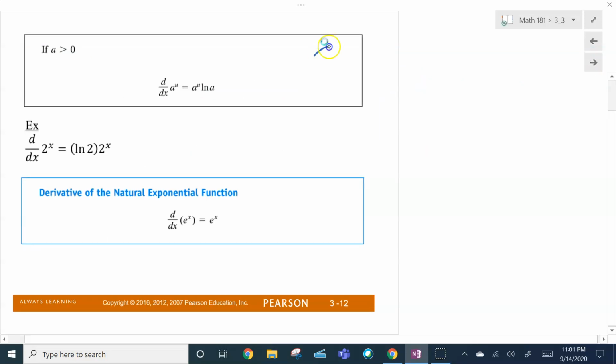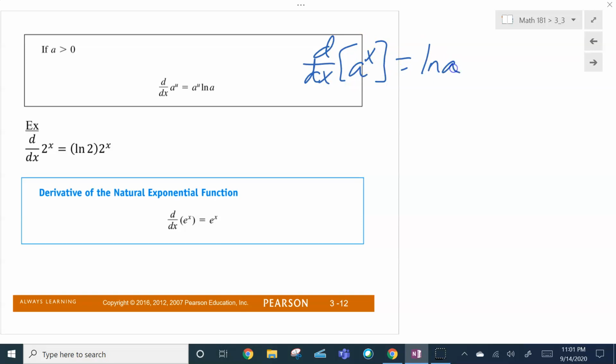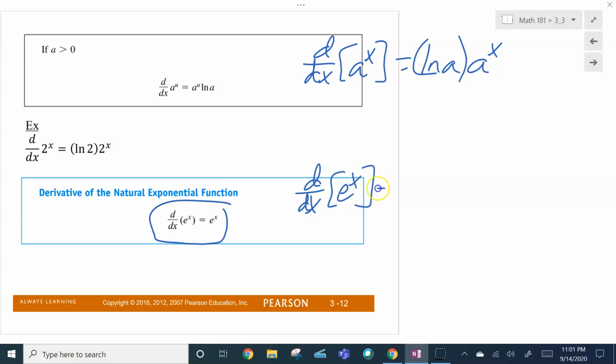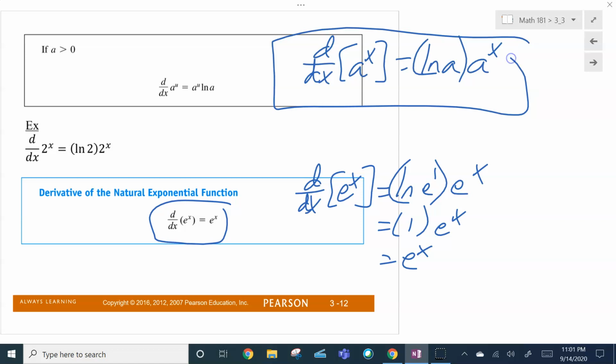All right, the derivative of a to the x, or a to the u, is ln of a times a to the x. An example would be e to the x. So your base is e. Following this, it's ln of e times e to the x. Well, we know that ln of e to the 1 is just 1. So the derivative of e to the x just ends up being e to the x, but it's following the rule.